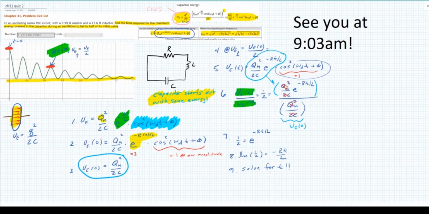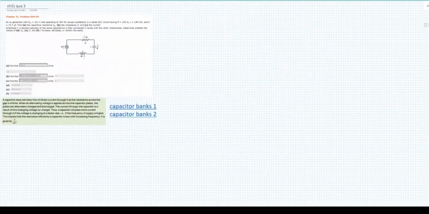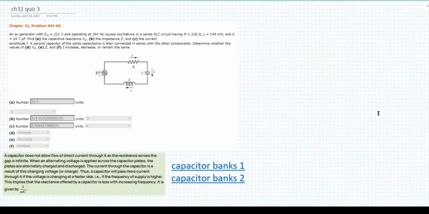Let's move on to Wiley Plus Chapter 31, Quiz 3. Yet another RLC circuit, but here's something that's different. This is a driven, or powered, RLC circuit. So this is really your electrical power grid, among other applications. To me it's the most interesting application.